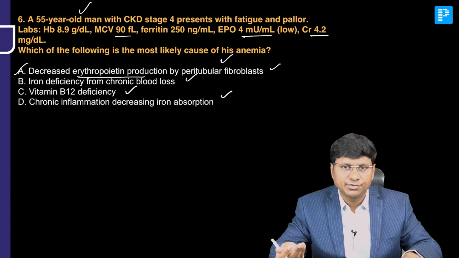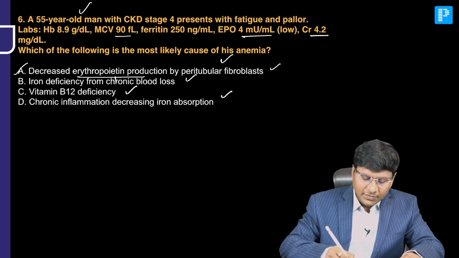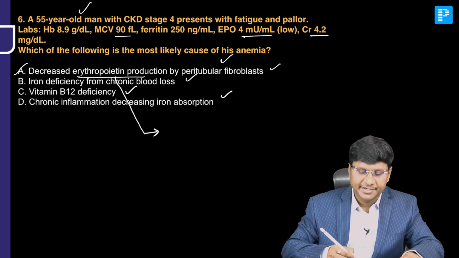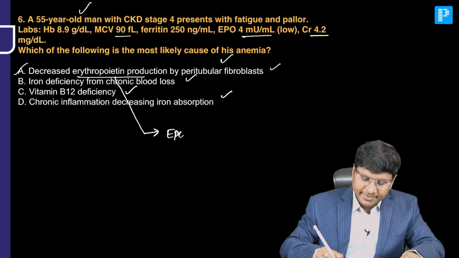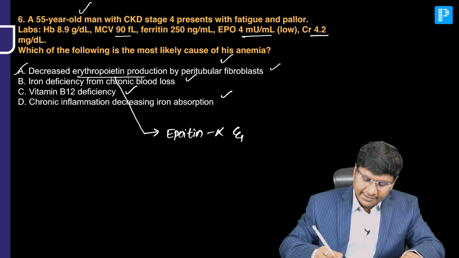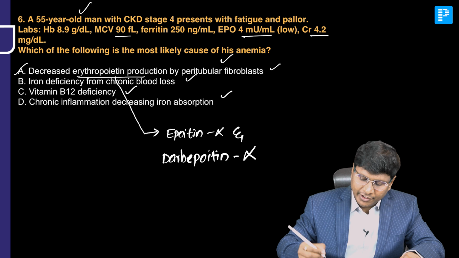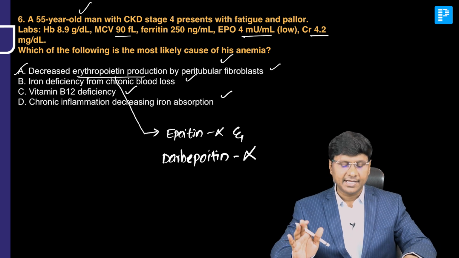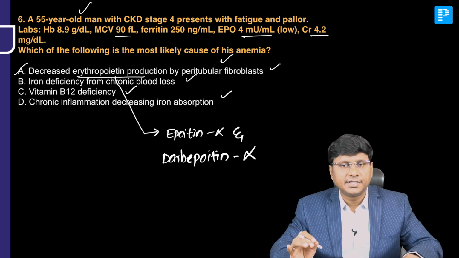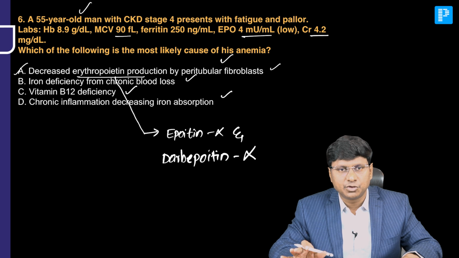So what is the treatment that you need to give in these individuals is, we need to give erythropoietin supplements. These erythropoietin supplements are epoetin alpha and then darbepoetin alpha, right? Epoetin alpha and then darbepoetin alpha. So this is about the treatment of anemia secondary to erythropoietin deficiency.